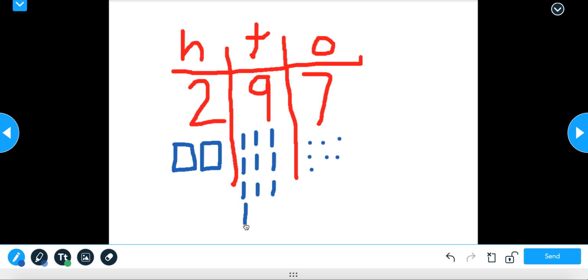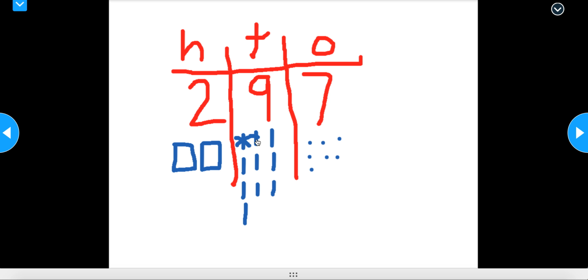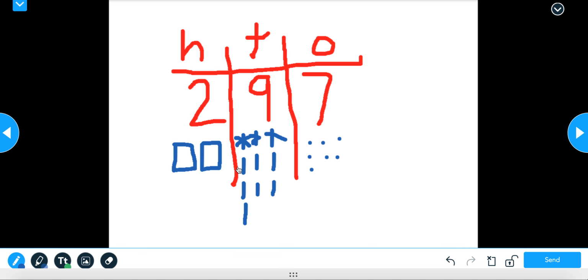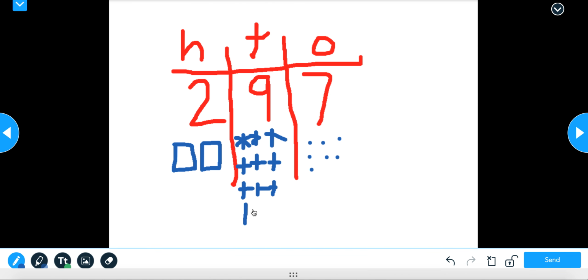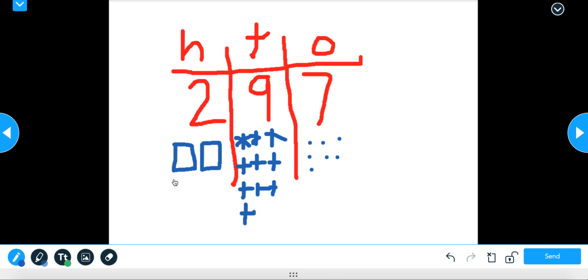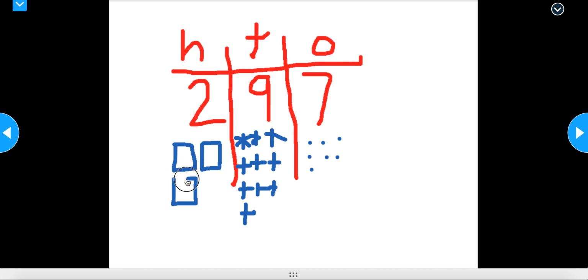Next step. Whenever I have 10 of something, I can regroup. So let's cross off all 10. And let's add a 100 square.